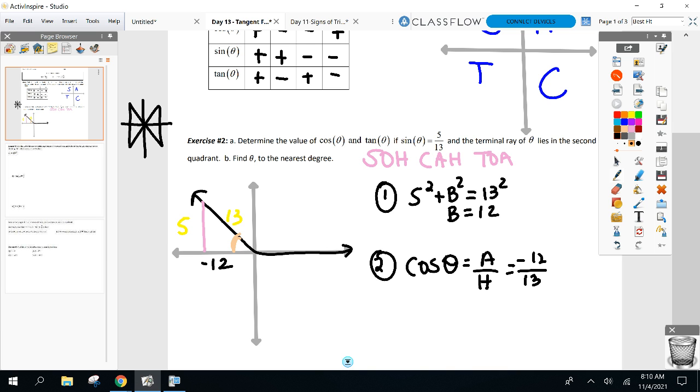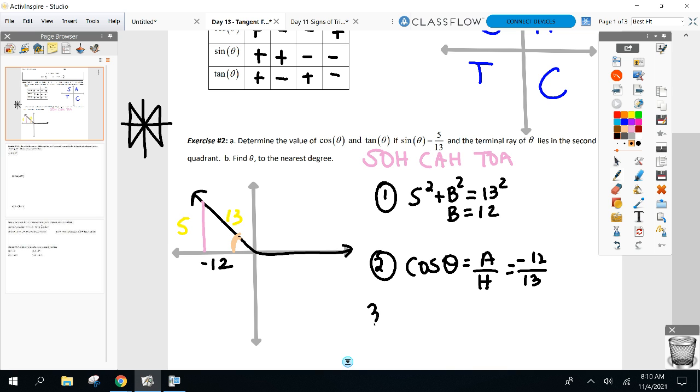Why does it make sense that this answer should be negative? Any groups want to take this one? Why should this answer be negative, other than you labeled the 12 negative? Why does it make sense that this answer for cosine came out to be negative? Correct. What do I know about cosine in the second quadrant? It's negative. So that's why my answer should be negative.